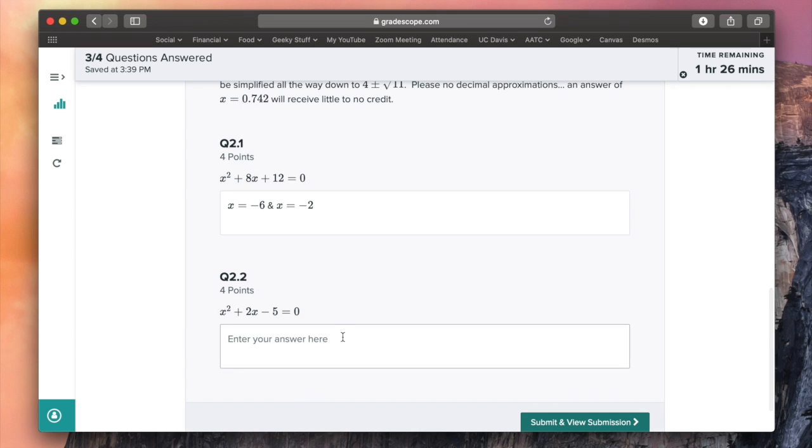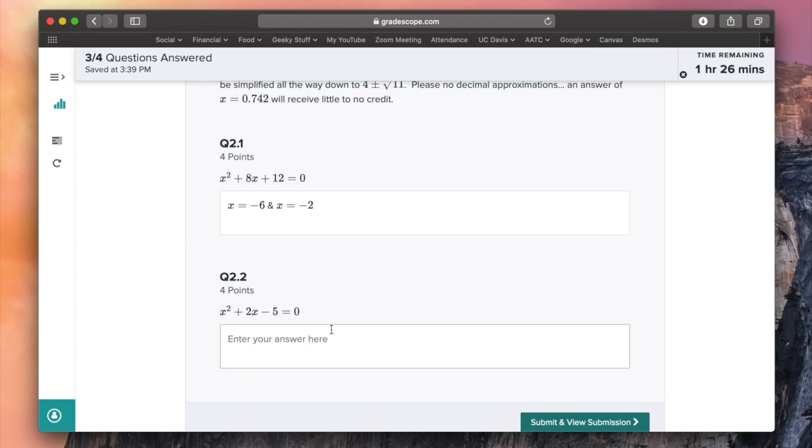For x squared plus 2x minus 5 equal to 0, that one does require the quadratic formula. So using the quadratic formula, I'm going to get x equal to negative 2 plus or minus the square root of 2 squared minus 4 times a times c, which is 4 times 1 times negative 5, all over 2 times a, which is 2 times 1. So that's negative 2 plus or minus the square root of 2 squared is 4, minus 4 times 1 times minus 5 is plus 20, all over 2.